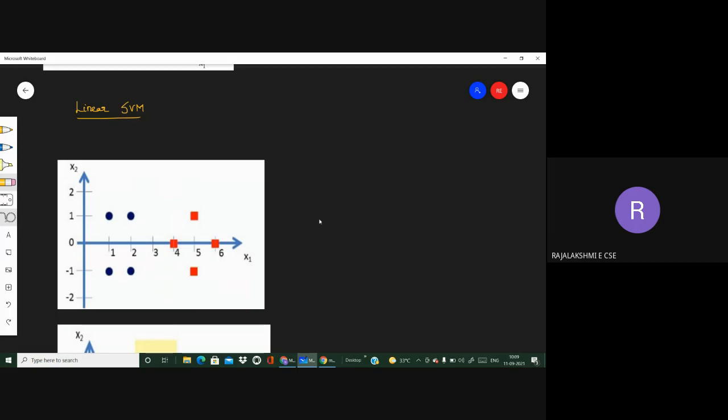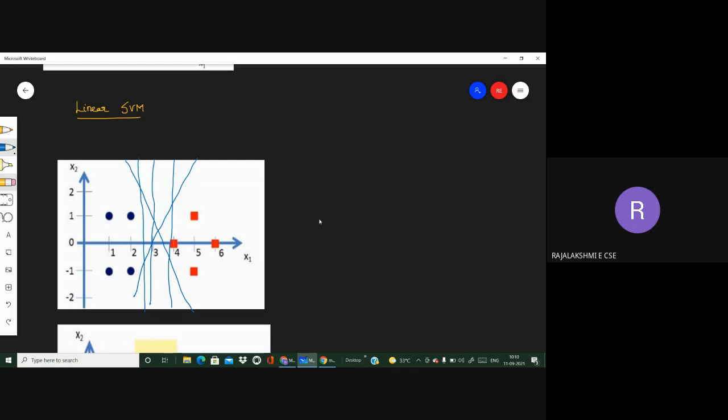Now see this feature space. There are two features available, x1 and x2, and two classes available, blue class and red class. My aim is to draw a line which will separate these two classes perfectly. I have to find a hyperplane or a line which will separate these two classes. The line may come this way, or this way, or sometimes here or here. There are many possibilities available.